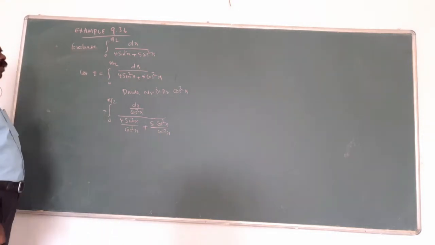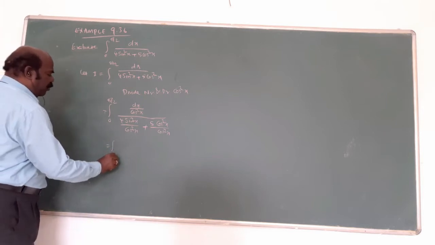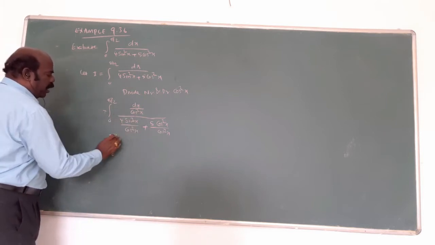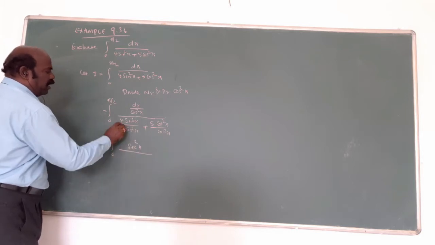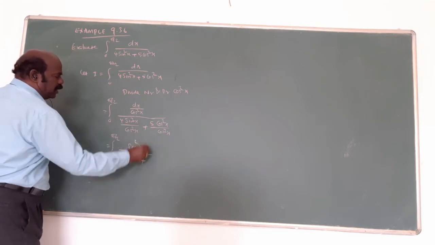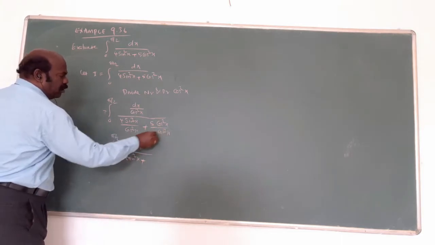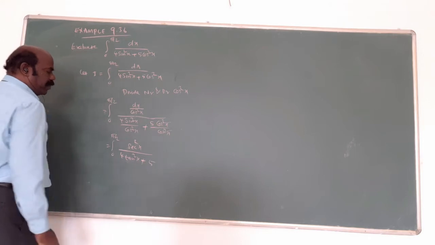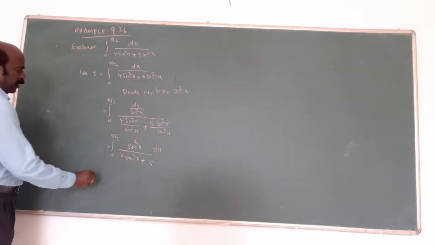Divide numerator and denominator by cos square x. From 0 to pi by 2, 1 by cos square means secant square x dx. Here 4 tan square x, plus 5. Am I right? Now substitute.